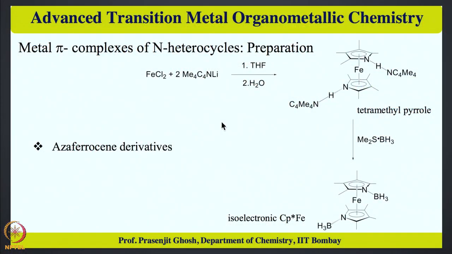So, another interesting example are these tetraazaferrocenes. In the previous example, what we had seen is that it is a sandwich complex where one ligand was Cp and the other was a pyrrole ring.